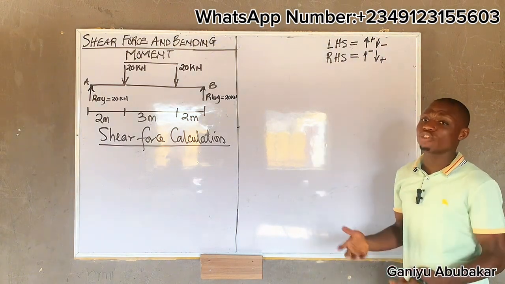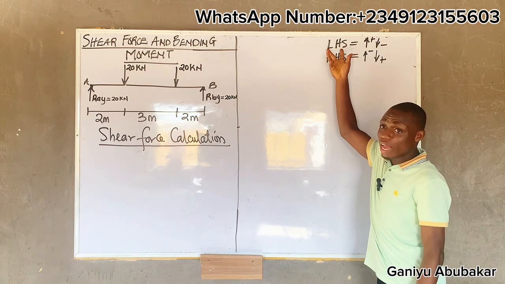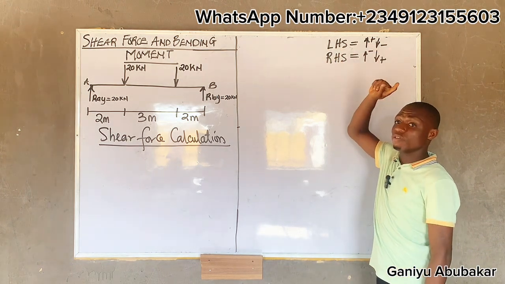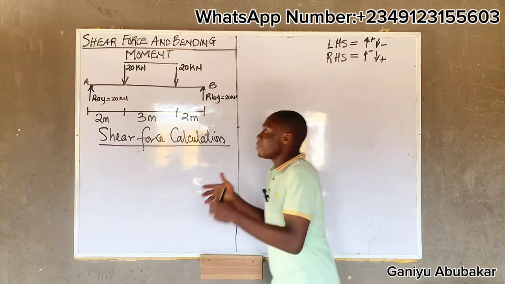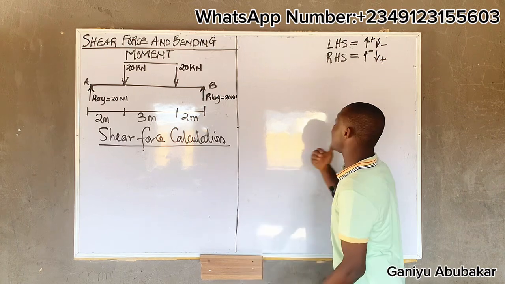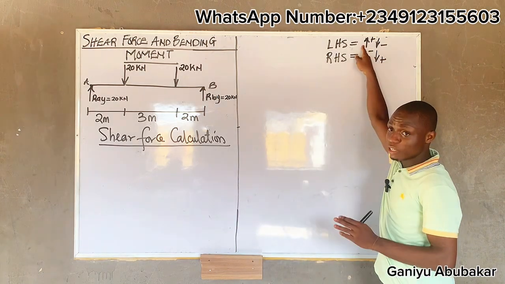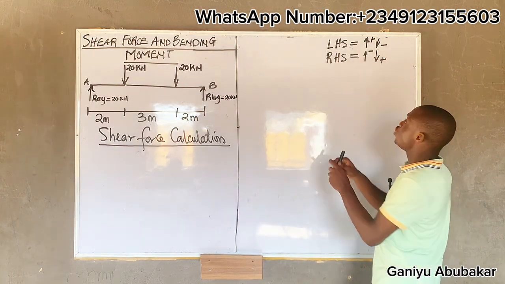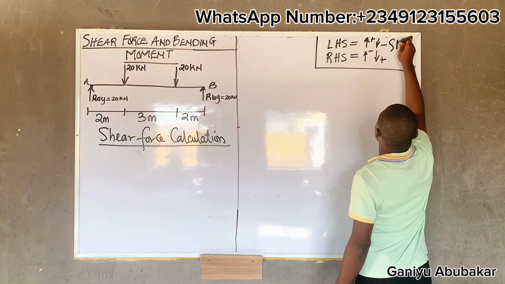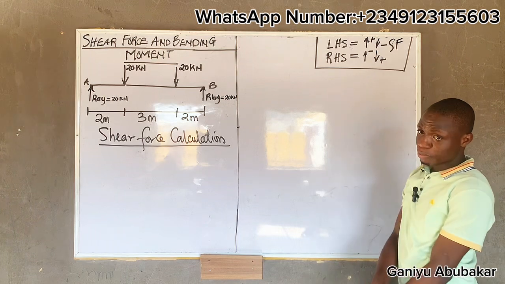So I always advise going with the left hand side, because you are familiar with up being positive, down being negative. So when we are doing shear calculation, specify which direction you are following, left or right. If it's left, I expect that up should be positive, down should be negative. Please note this. This is your first task to note when it comes to shear force calculation.